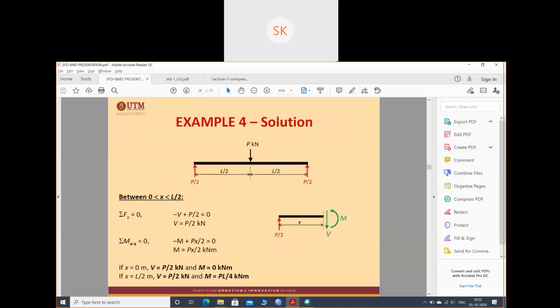Now let's move to the next part. Now I need to find the shear force and the bending moment on this beam. So I'm taking a section between 0 and L by 2, at this point I'm taking a section x1. So x is between 0 and L by 2, and you have to check at x equals 0 and at x equals L by 2. So this is the free body diagram. The summation of all the vertical forces will be P by 2 minus V equals 0, so your V will be nothing but P by 2.